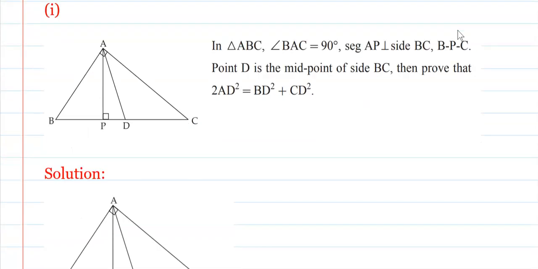In triangle ABC, angle BAC is 90, angle BAC, this is the 90. Segment AP is perpendicular to BC. Point P is in between B and C. Point D is the midpoint of side BC. Then prove that 2 times AD square is equals to BD square plus CD square. Okay. हे आपल्याला प्रूव्ह करायचं आहे.